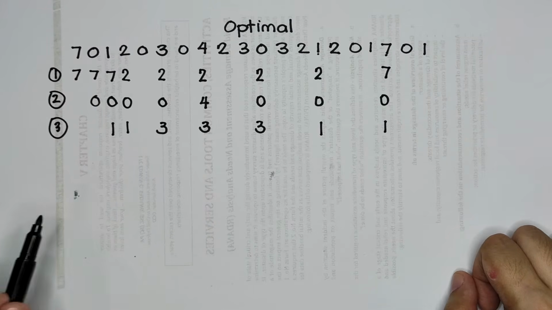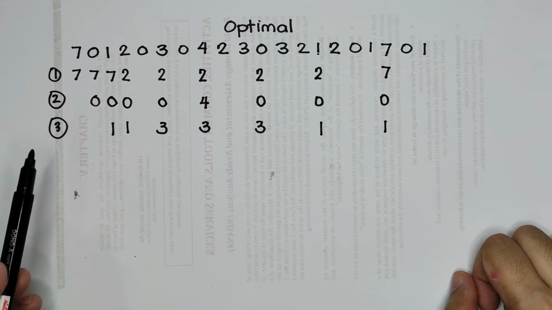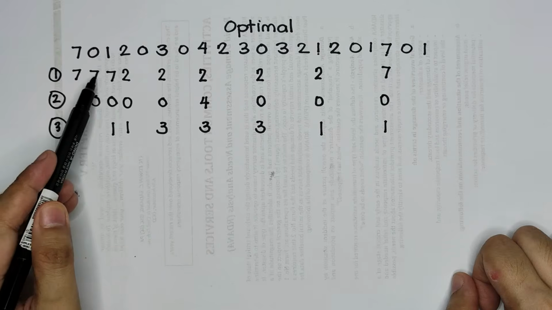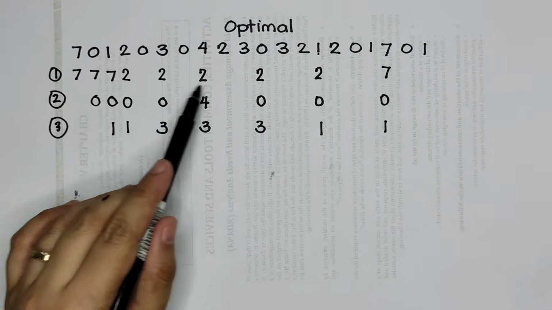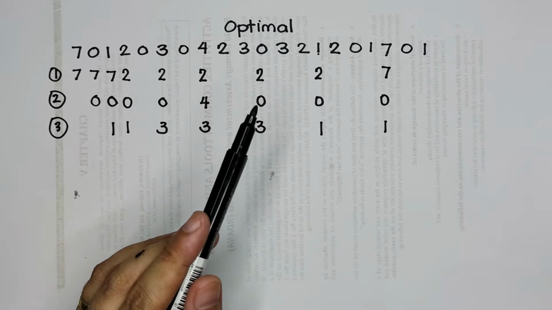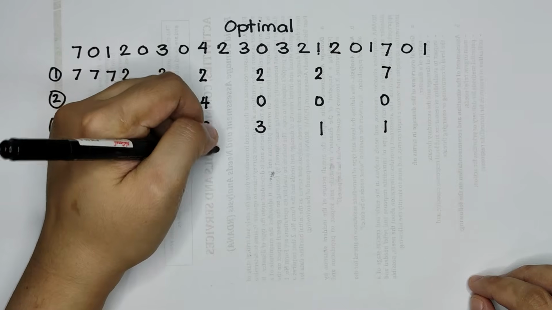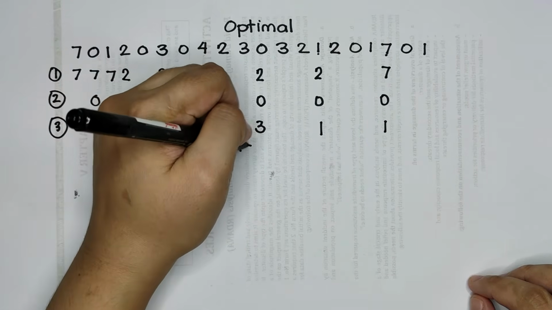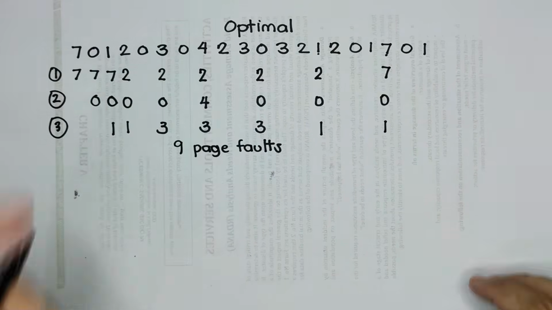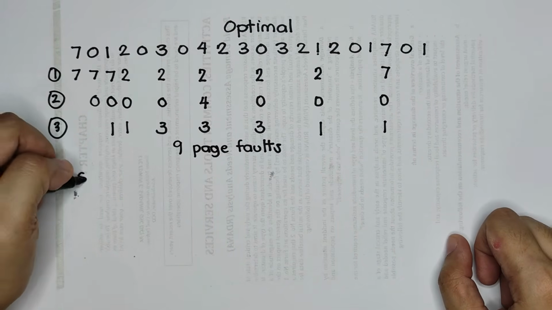Okay. So again, to determine how many page faults are produced by the optimal page replacement algorithm, we count 1, 2, 3, 4, 5, 6, 7, 8, 9. So in total we have 9 page faults. Okay, you can also apply the shortcut method here.